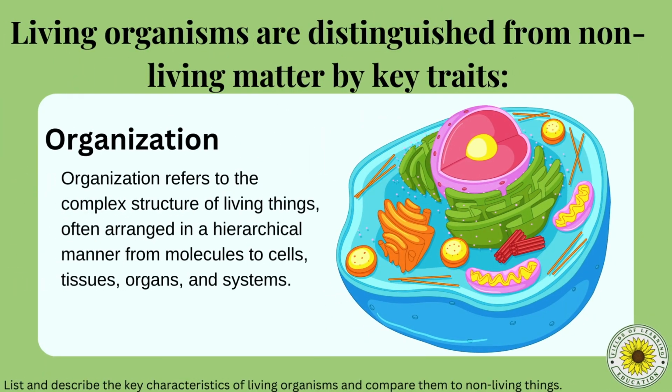So now that you wrote down your guesses, let's go over the characteristics of life and write these down. Living organisms are distinguished from non-living matter by key traits. Some of these key traits will include organization. Organization refers to the complex structure of living things. It's often arranged in a hierarchical manner that goes from molecules to cells, tissues, organs, and systems.